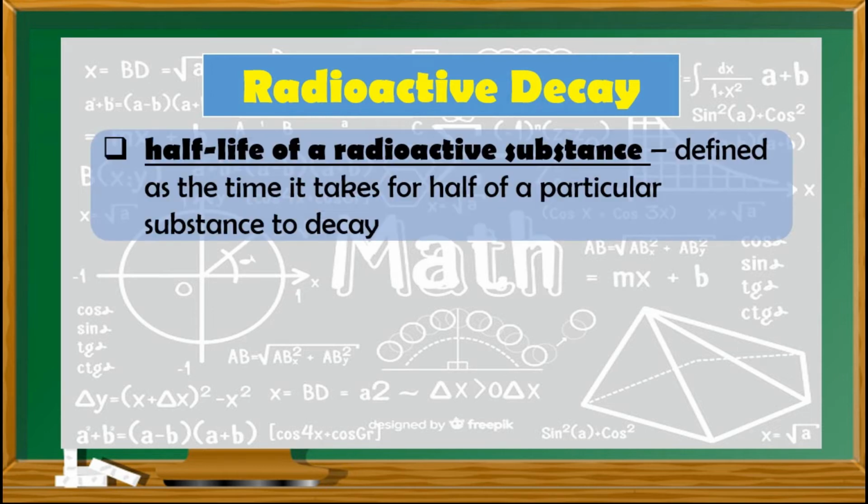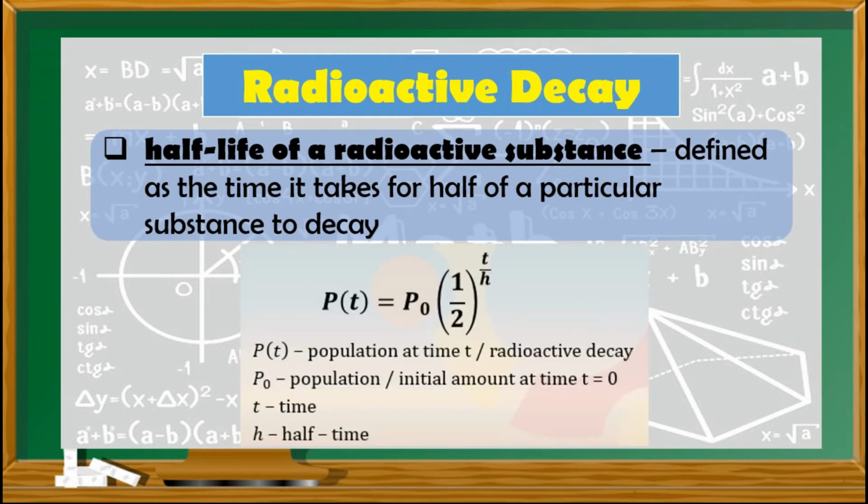The common measure of the rate of decay is the half-life of a radioactive substance. It is defined as the time it takes for half of a particular substance to decay. And to solve for this, we need to follow the formula P of t is equal to P sub 0 times 1/2 raised to t over h. Here we have the same variables except for h, which refers to half time.